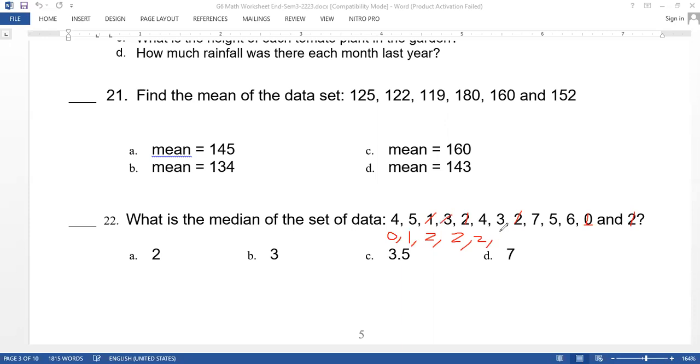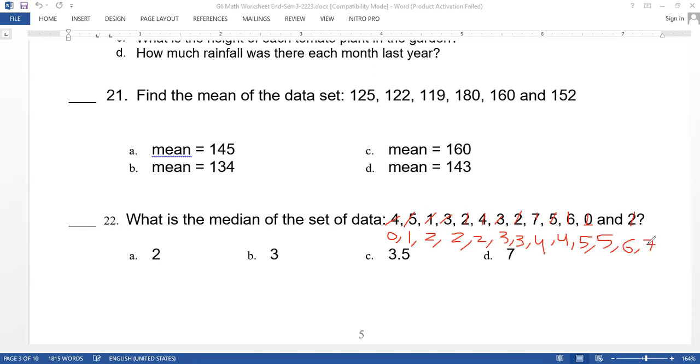3, 3. We have two 3s. 4, 4. 5. How many 5s do we have? This one and this one. So two 5s. 6. And 7.